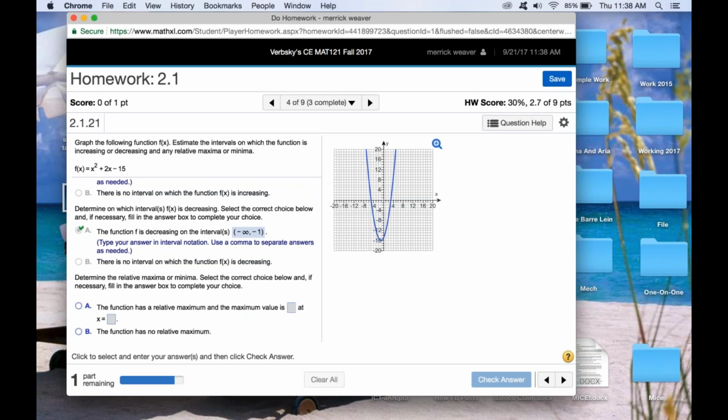Are we done with this question? There's still a little bit left. It says the function has a relative maximum and minimum. Let's finish this question, then I want to talk to you a little bit about the difference between parentheses and brackets. So the function has a relative maximum where? Remember, infinity is never an answer. That's not a number. So it doesn't have one. The function has no relative maximum.